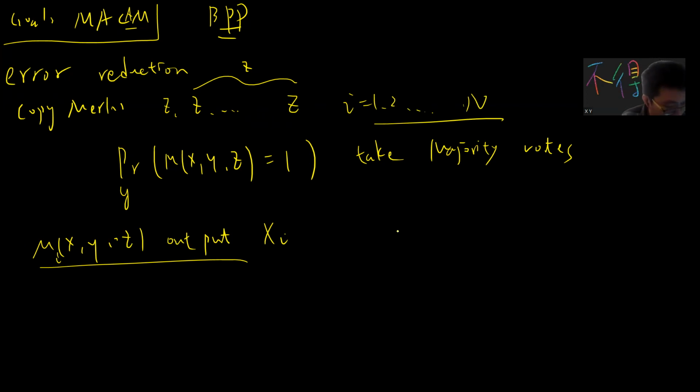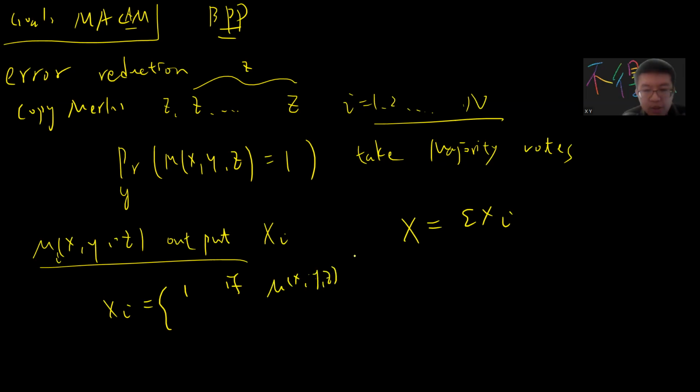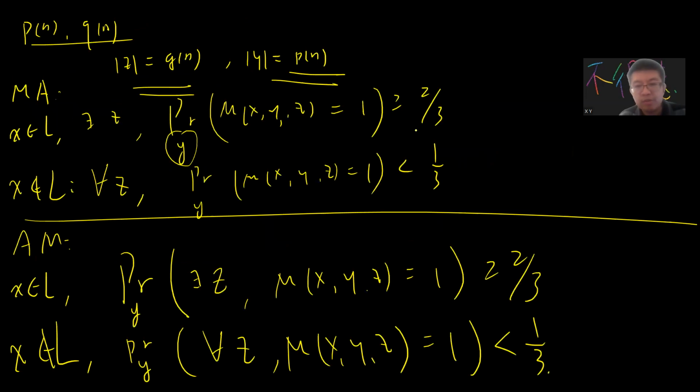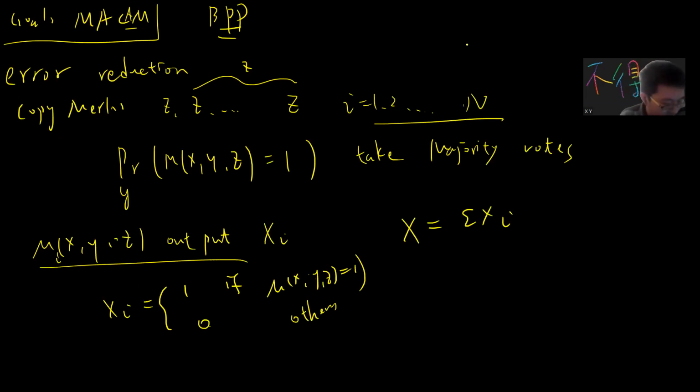Okay, so you know that X is the summation of Xi, and the Xi random variable is defined to be 1 if M of x, y, z outputs 1. Otherwise it is 0, right? And you know that the probability of this success is 2/3.